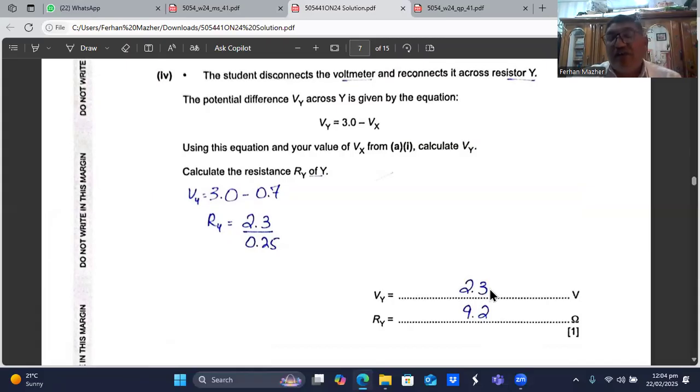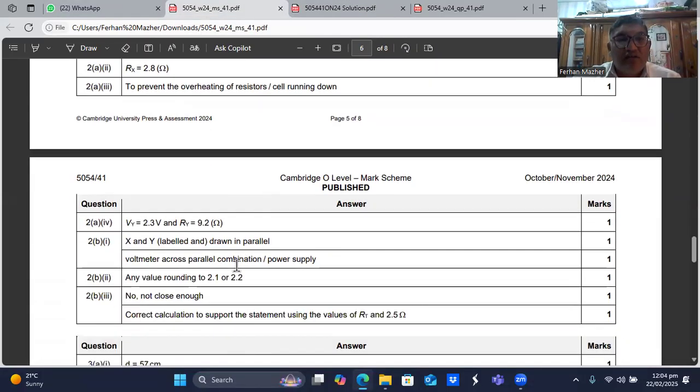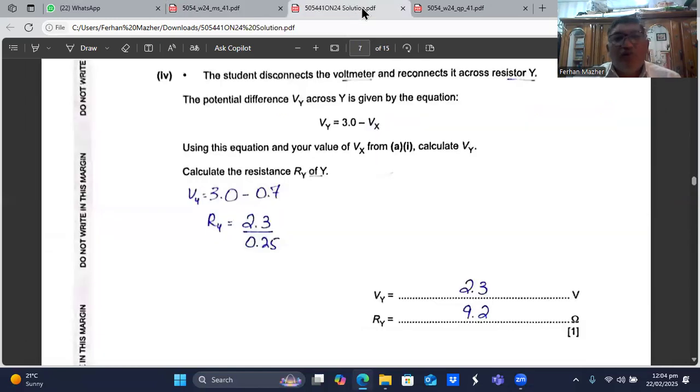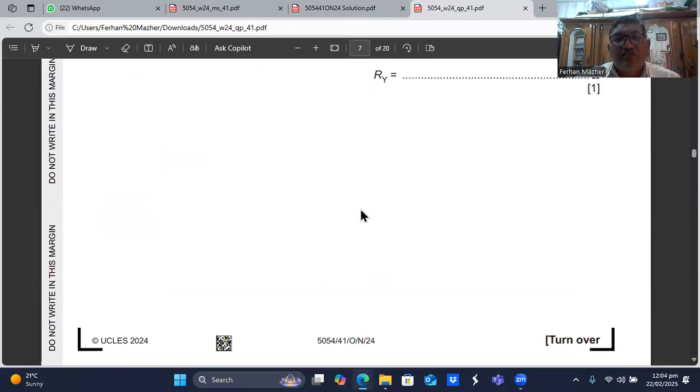The voltage across Y will be 2.3 volt and the resistance will be 9.2 ohm. Let's check. Okay, 9.2 ohm and 2.3 volts. I hope you understand this. It's a very simple, straightforward question.